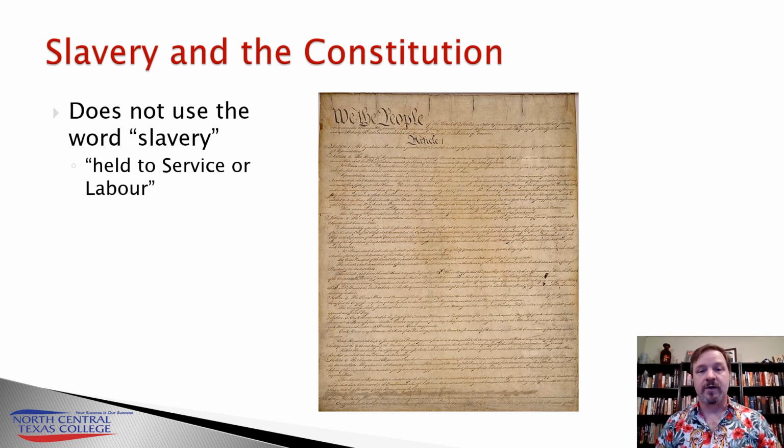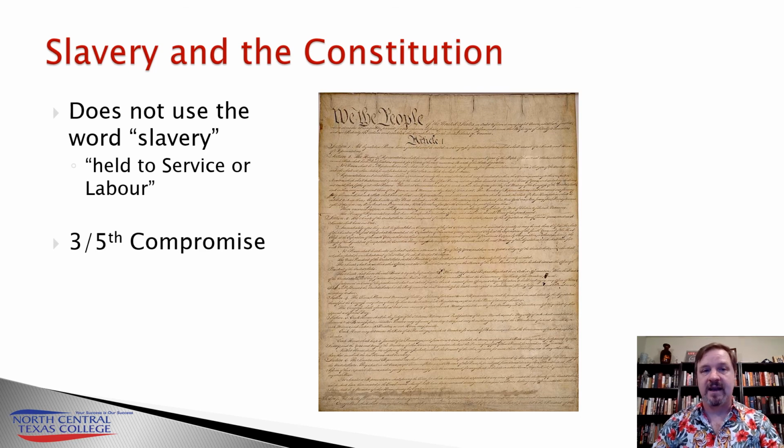And then, of course, there is that matter of representation. What they determined was that a slave counts as 3/5 of a person. By having that in the Constitution, saying a person held in service and labor counts as 3/5 of a person, you have validated slavery in the document.